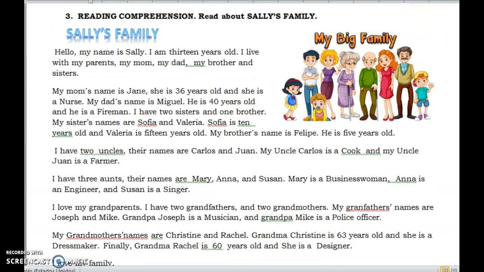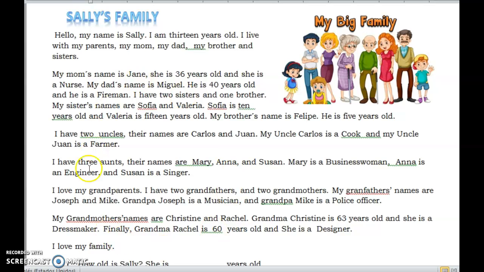Basically, tenemos vocabulario de lo que ya hemos visto, la edad, miembros de la familia que acabamos de revisar. También tenemos las profesiones de cada uno. For example, my mom's name is Jane. She is a nurse, enfermera. My dad's name is Miguel, and he's a fireman. That's a bombero. Okay. Y cada uno pues tiene la profesión que corresponde.